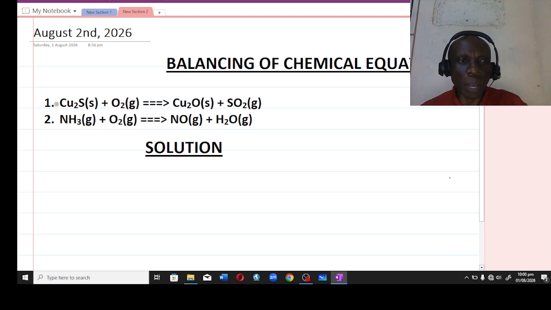So we have for equation 1, copper 2 sulfide, which is a solid here. The subscript S tells you it is a solid, combines with oxygen or undergoes combustion. Here we have G, gas, and produces copper 2 oxide, which is still a solid, and also sulfur 4 oxide, which is still a gas. The second equation, we have ammonia, still burning in oxygen or undergoing combustion, as the case may be, producing nitrogen oxide and also steam. So we are going to balance the first one.